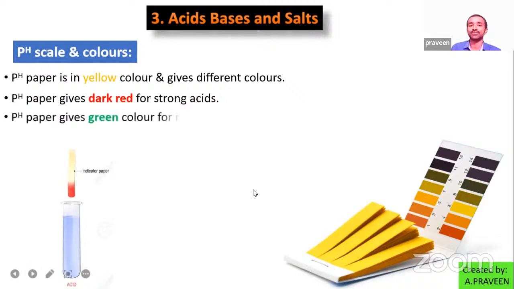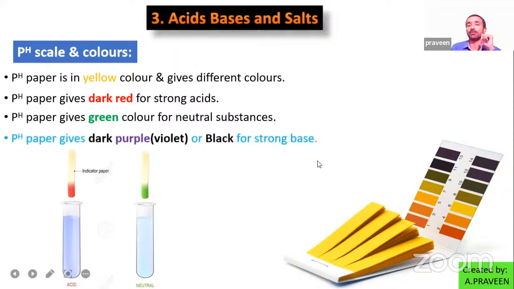Then in the neutral, it gives you green color. Yellow paper dipped into the neutral solution changes into green color. So what do we have to understand? Look at that. Indicators are given. It is green, 7. The strength of the given substance is 7 and the nature is neutral. Then dip that yellow pH paper, universal indicator, into basic substances. It changes into dark purple, that means violet color, or black.